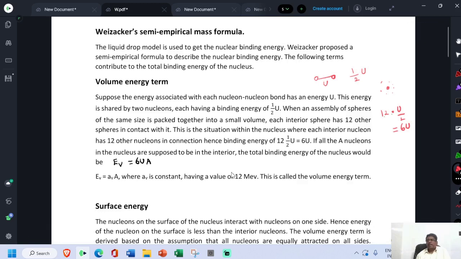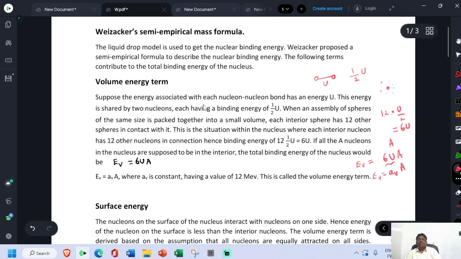If a nucleus contains A number of nucleons, that is the mass number, then the total energy of the nucleus is 6U into A. Now the volume energy EV equals 6U into A. If you replace 6U by a constant A suffix V, the volume energy term, then this is multiplied by A. Then EV equals AV into A. Now read out this paragraph.